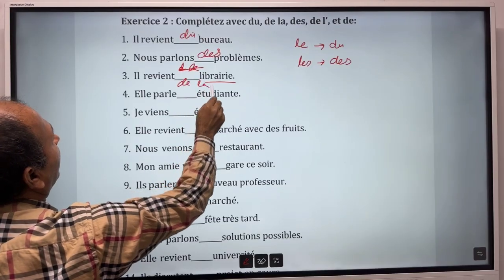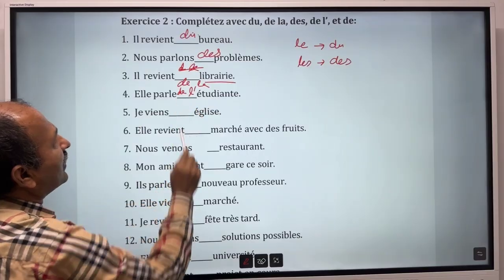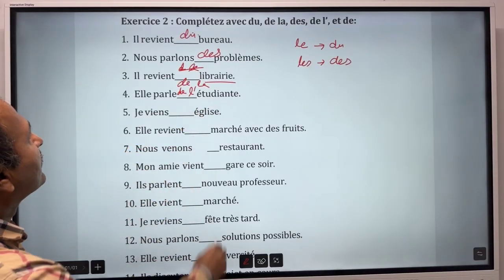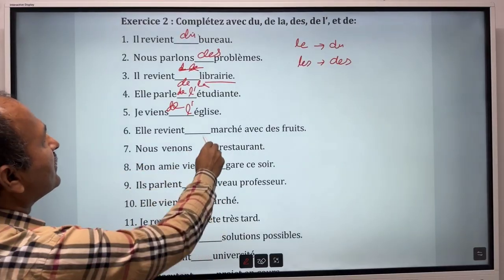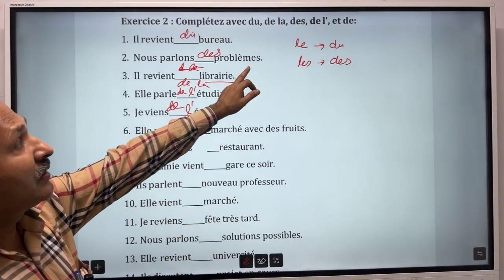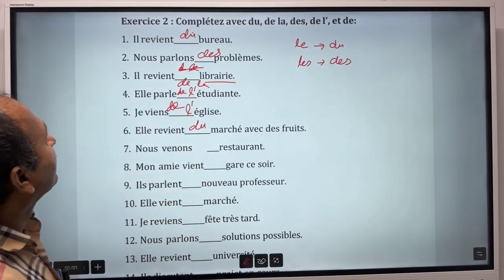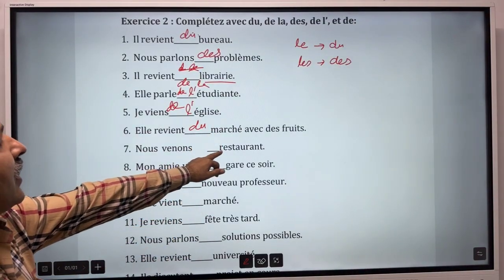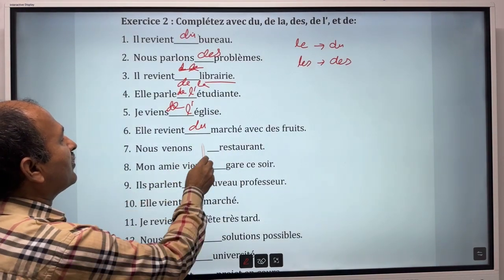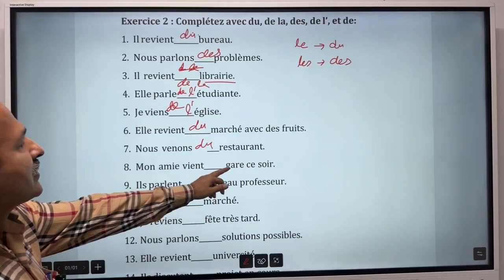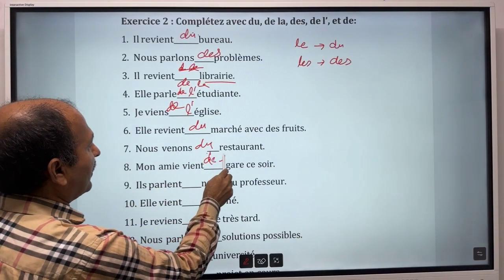So your answer will be de la. Here, article is L apostrophe. So it will become de l'. Here, definite article used is L apostrophe. So again, same thing. Here, definite article used is LE. So since LE becomes DU with DE, here answer will be DU. Then here article is again LE. So LE when combined with DE becomes DU. Here article is la. That does not combine. So it will become de la.